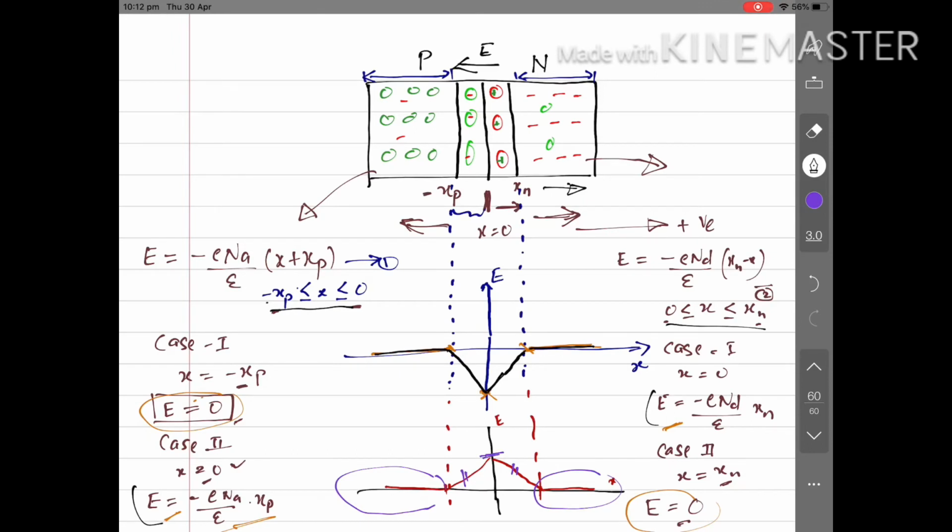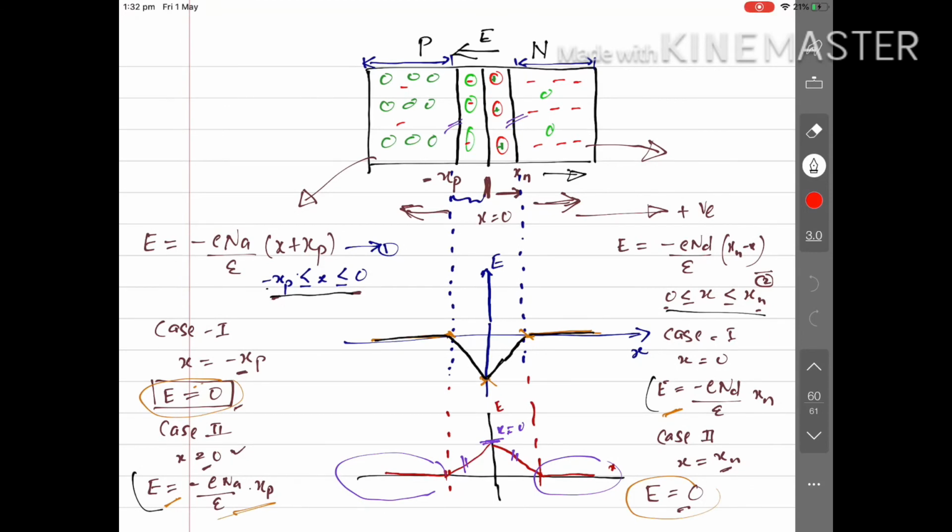At this point the electric field is maximum, and this point is when x is equal to 0, right? Okay, so there is one more concept that we need to understand before answering this question. So this is for the p-n junction, right? Whatever we have calculated and the graph we have drawn is for the p-n junction.